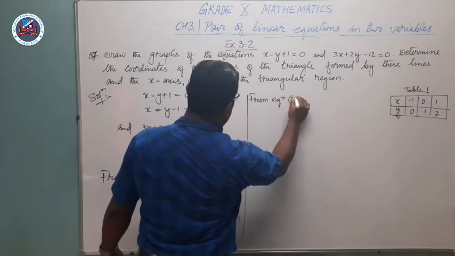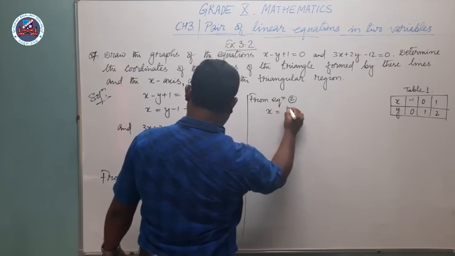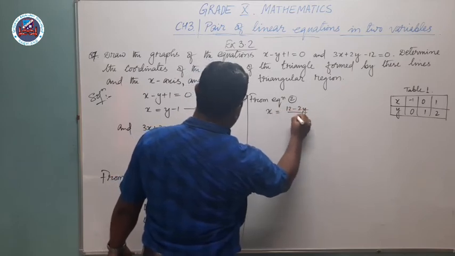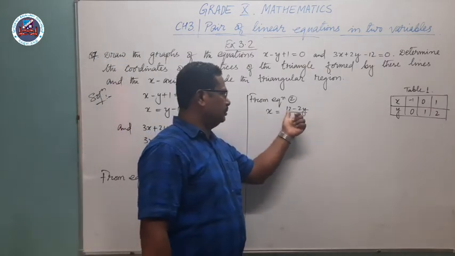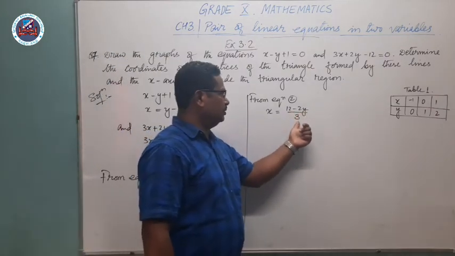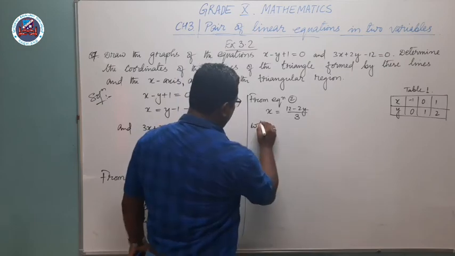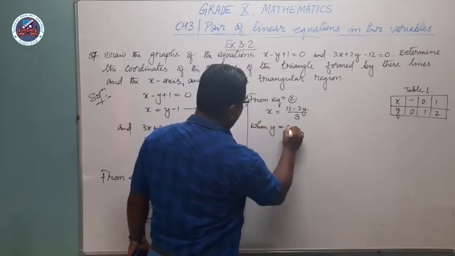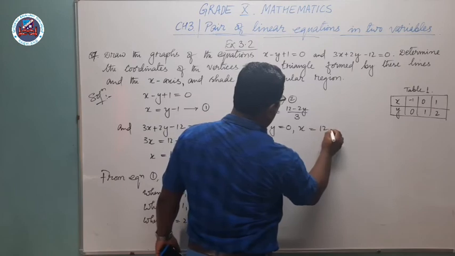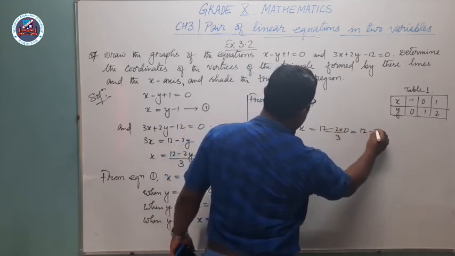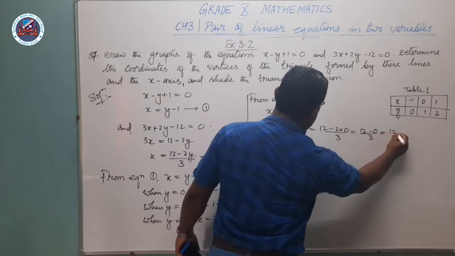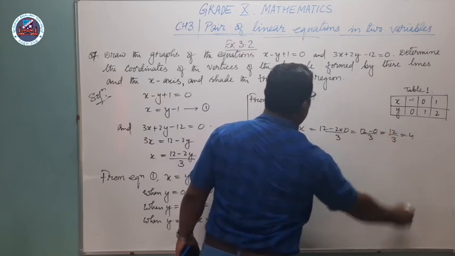From equation 2, x is equal to (12 minus 2y) divided by 3. This is a fraction, so take the values carefully. Let's take y as 0. When y is equal to 0, x is equal to 12 minus 2 into 0 by 3, which gives 12 minus 0 by 3. This is 12 by 3, which is equal to 4.